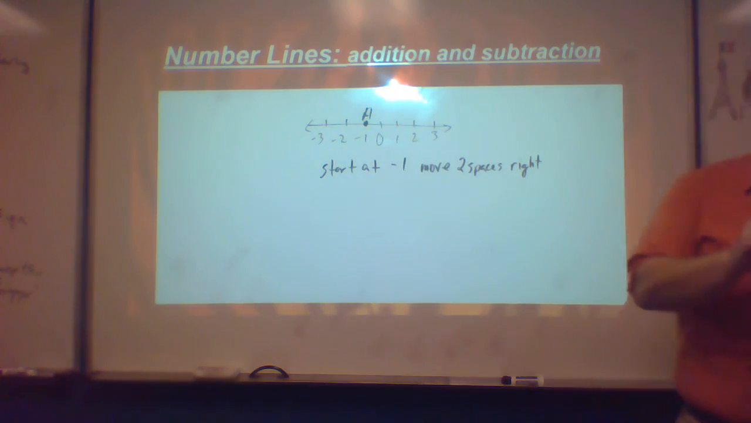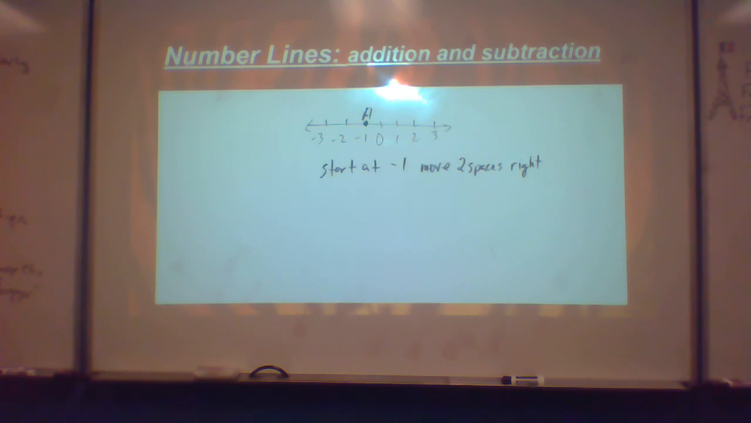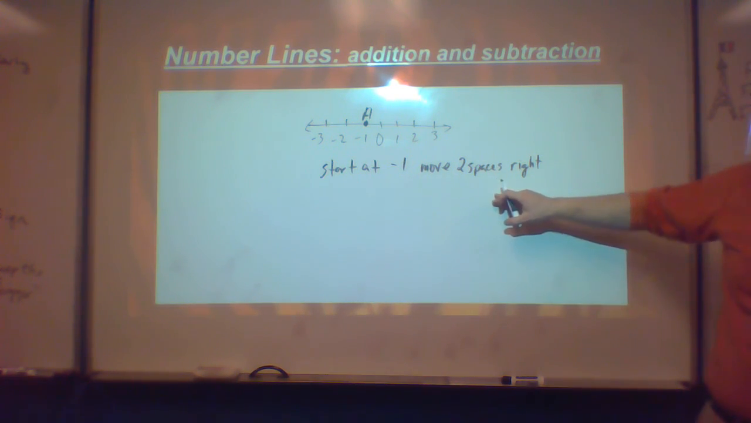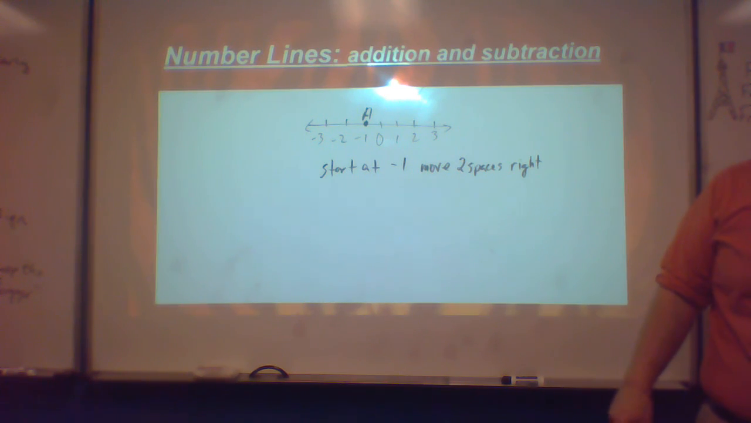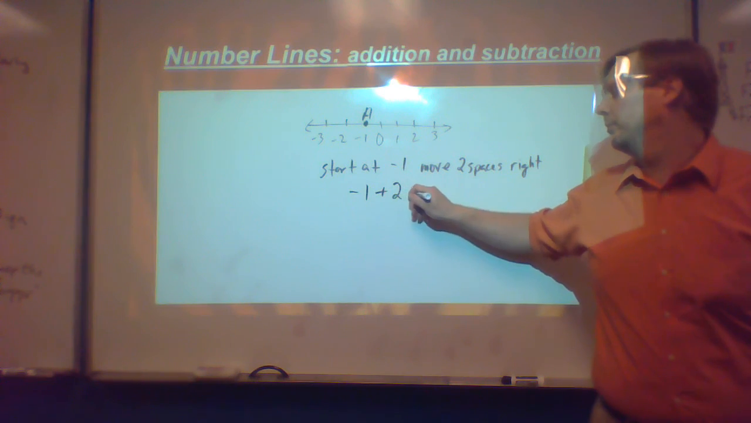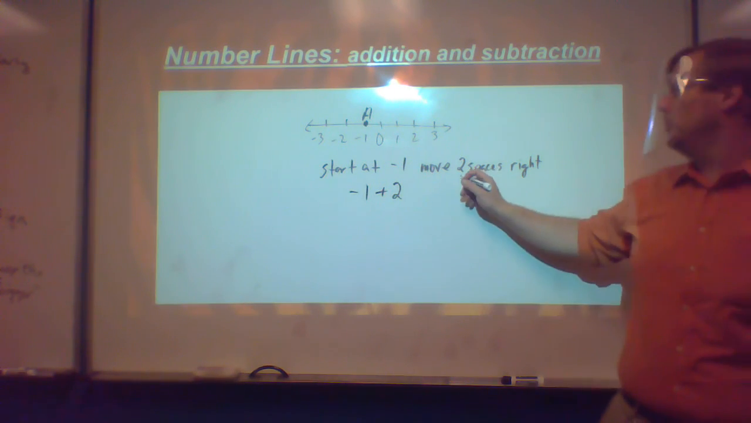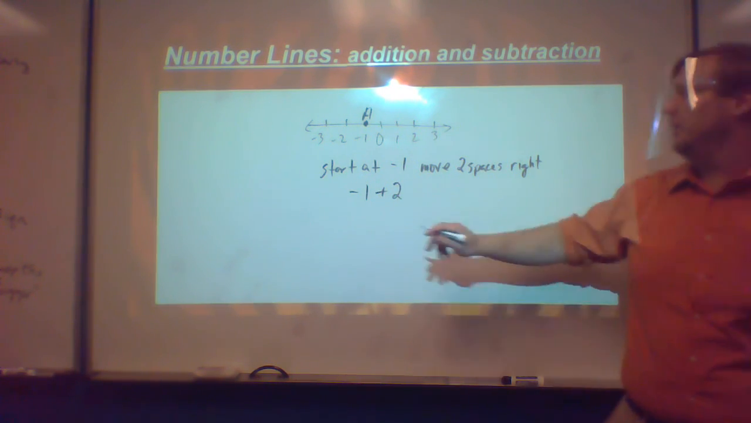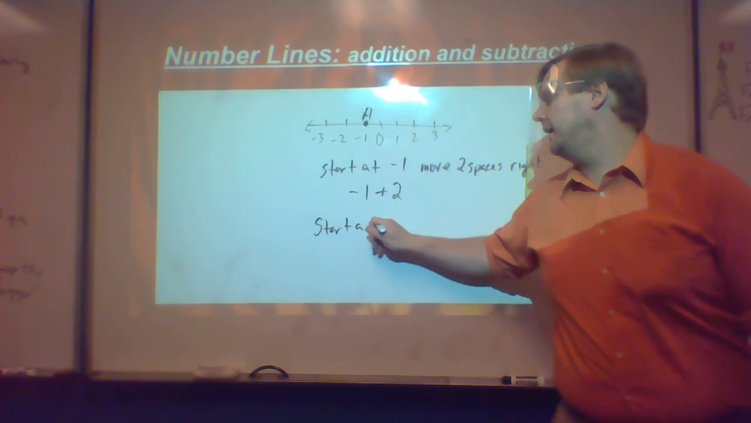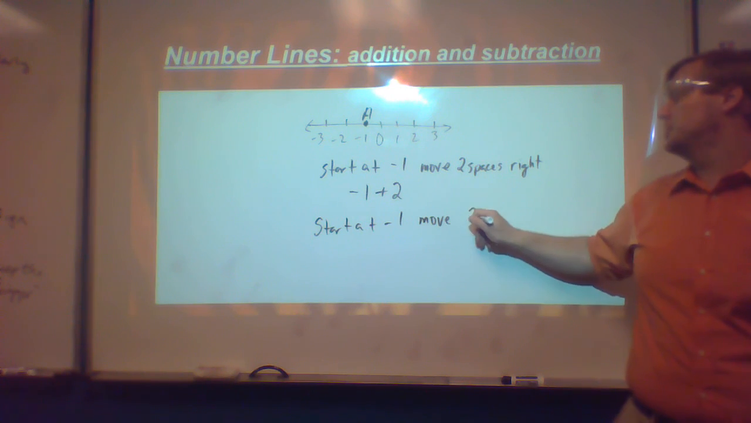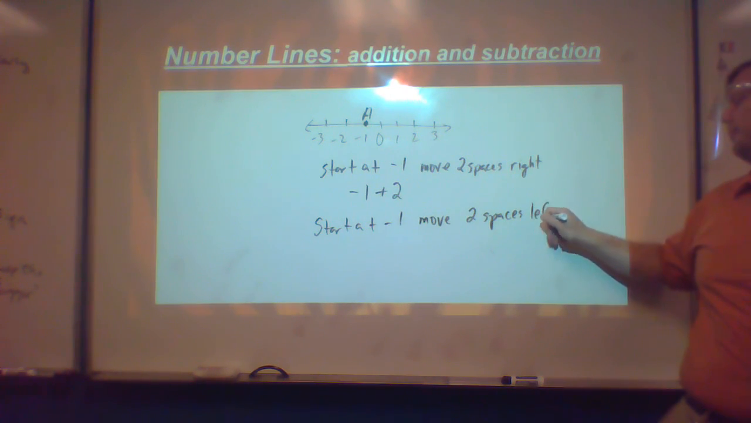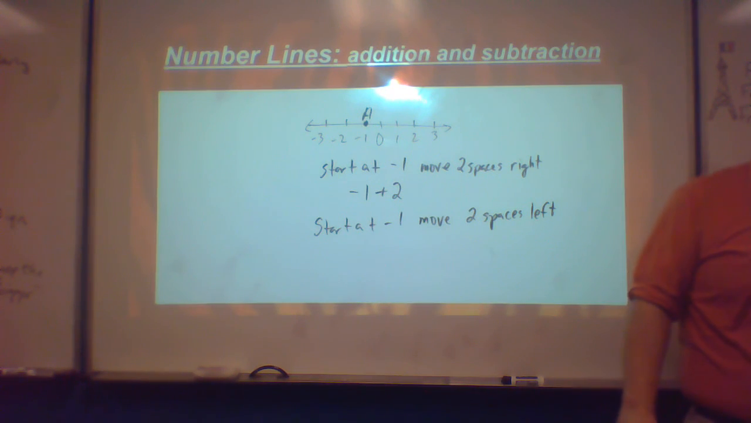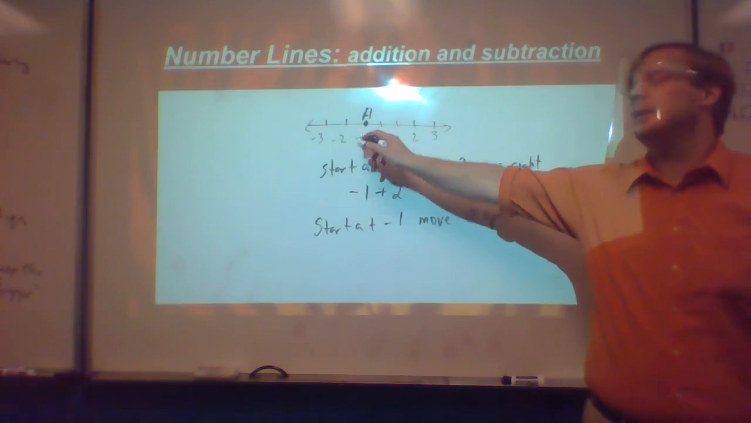How would I show that as a math problem? Give it a shot. Tell me what to write down, the whole math problem. -1 plus 2. Okay? Does that make sense? If you are moving 2 spaces to the right, that is a +2, isn't it? Okay? What if I start at -1 and I move 2 spaces left? My question is, where would I end up? If I'm starting at -1 and I move 2 spaces left.